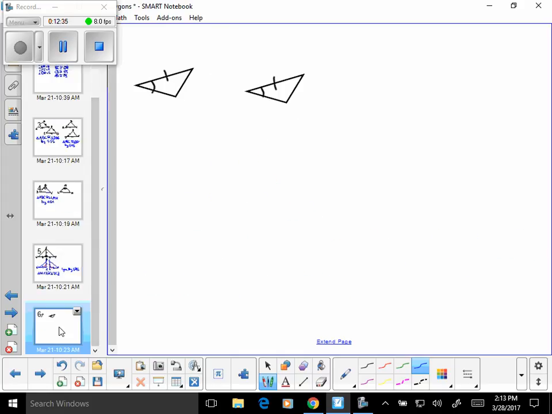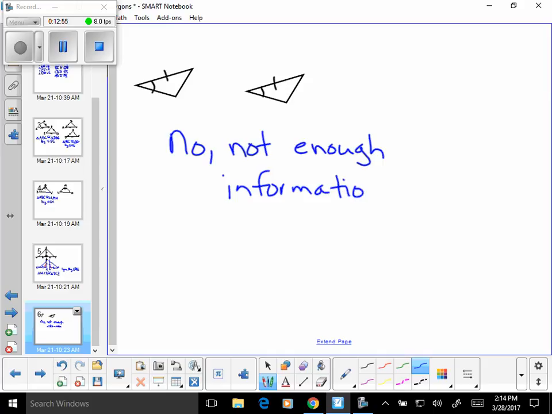Okay, now I have a diagram here. They're asking me, are the two triangles congruent? And I would have to say no, because all I have is a side and an angle. So there's not enough information. This does not happen that often. So if you find yourself writing not enough information for about 5 different diagrams on the worksheet, you need to go back and redo it and look it over again.